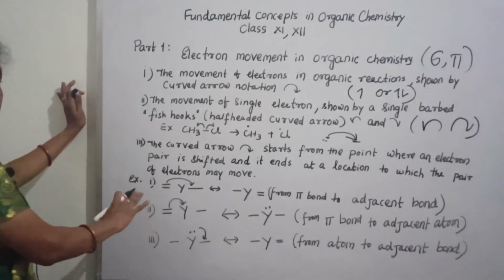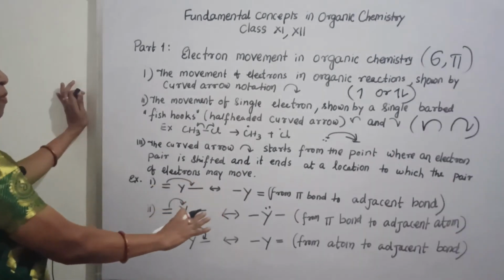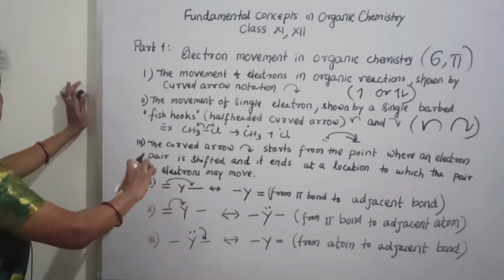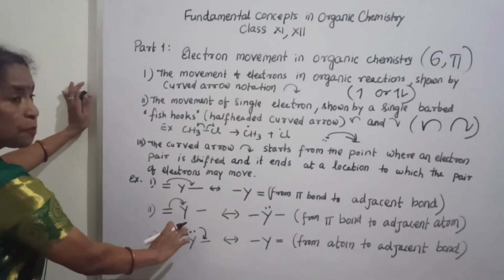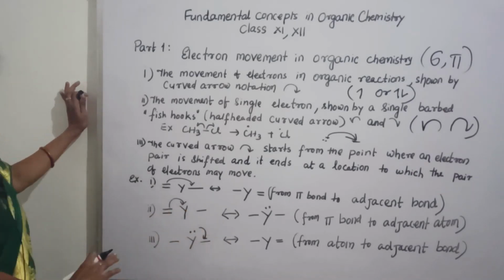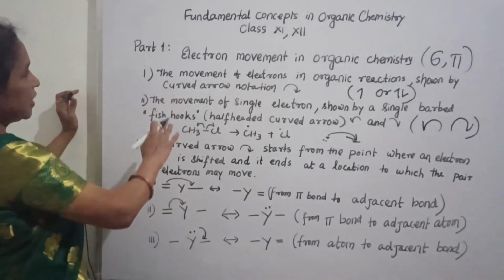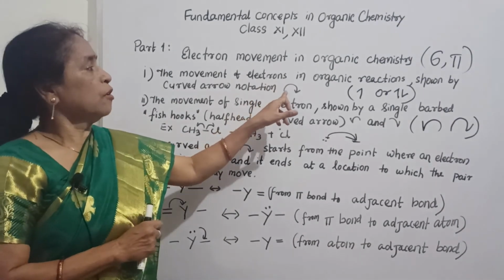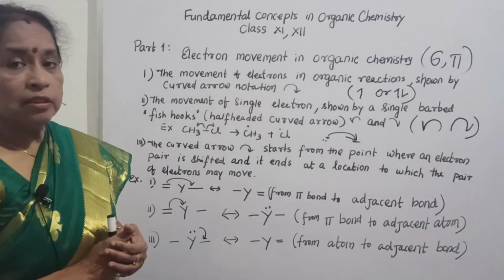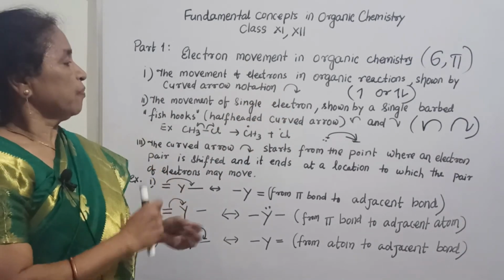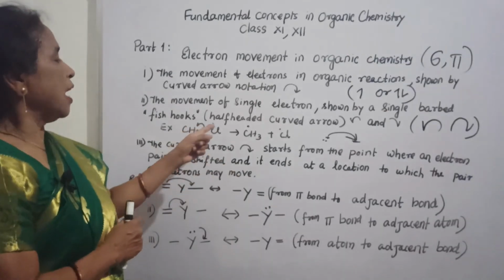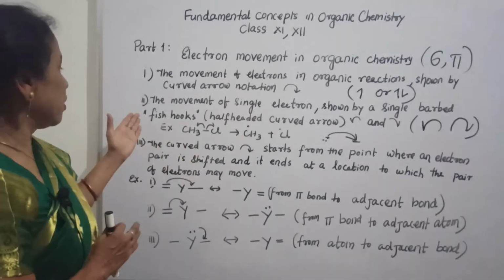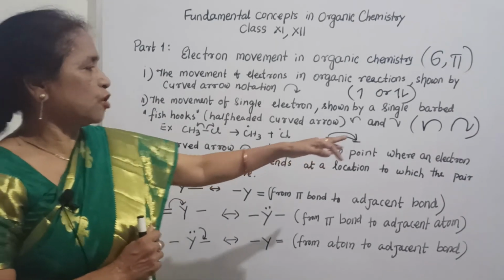Now, again see, there are three types of movement of electrons: from bond to adjacent bond, from bond to adjacent atom, and movement of an electron pair from atom to adjacent bond. Again see the electron movements: there are two types of notation. One is the curved arrow notation, used when a pair of electrons moves, and if a single electron moves, it is shown by a half-headed curved arrow, or you can say fish hooks, and the structure is like this.